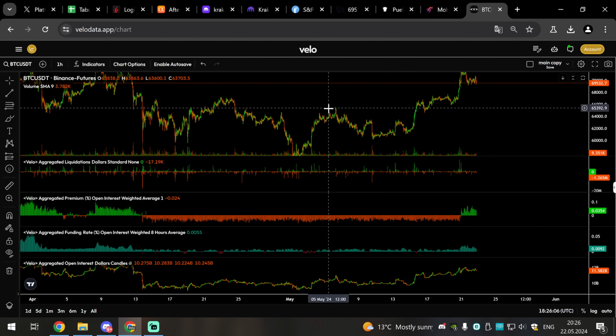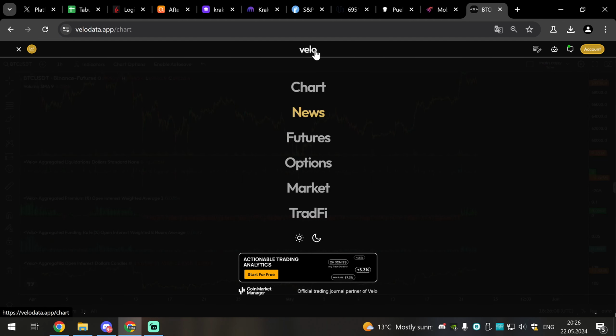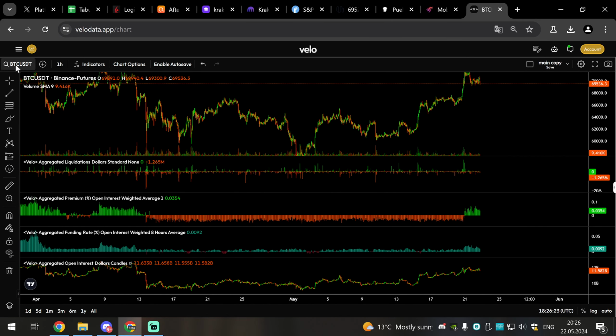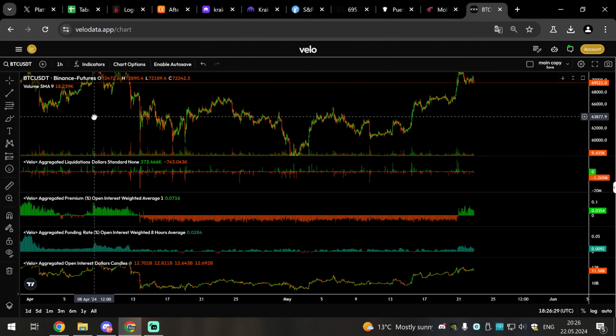So once you register to Velo, this is a free tool. You have multiple options here. We will be going to the chart and to my setup, and then at the end of the video we can have a look at the rest of the options for the on-chain. So I'm watching the BTC USD pair. It is one of the most important pairs in the world. 1 hour time frame usually.